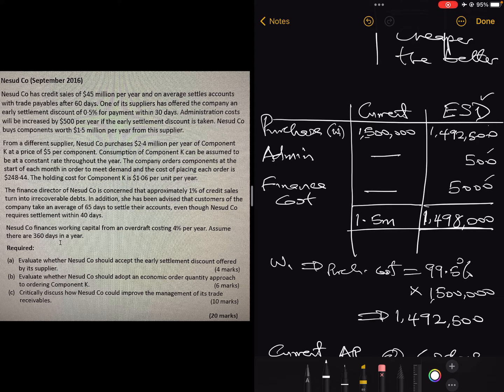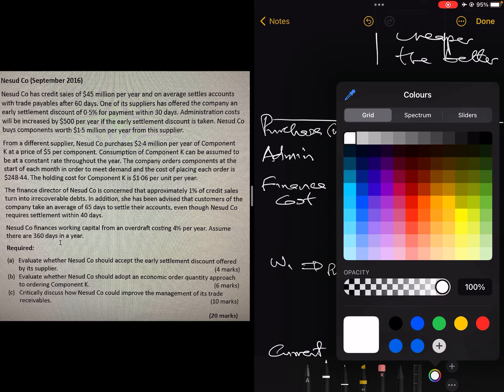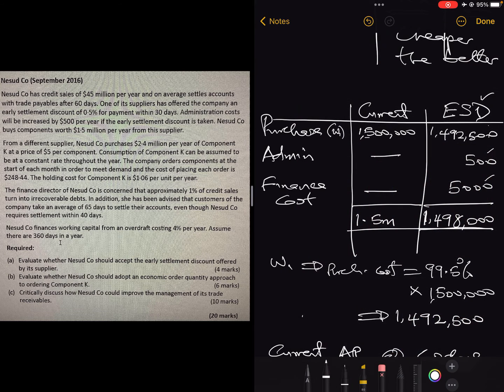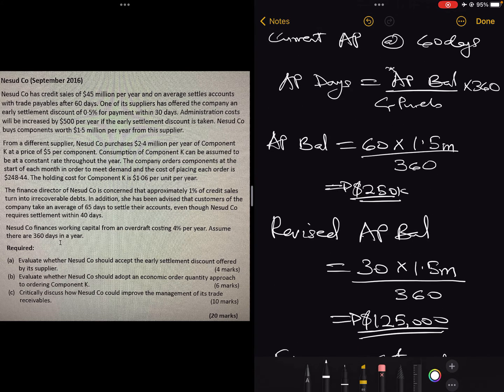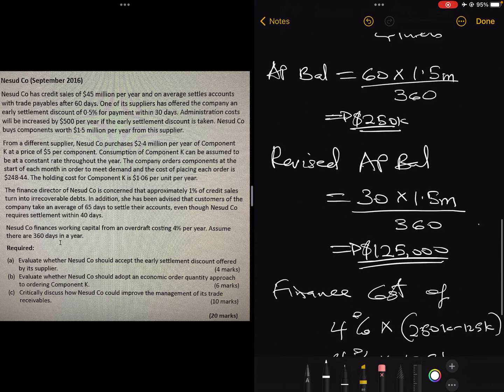So with that, you can categorically conclude that the company should take early settlement discount because it gives an extra benefit of 2,000, as you can see. That's 1.5 minus 1.498. So with that extra benefit, it only makes sense for the company to take the early settlement discount. I hope that is very clear.